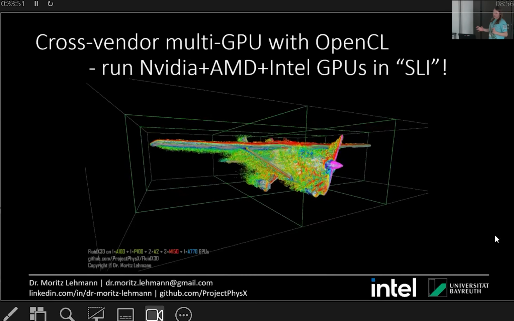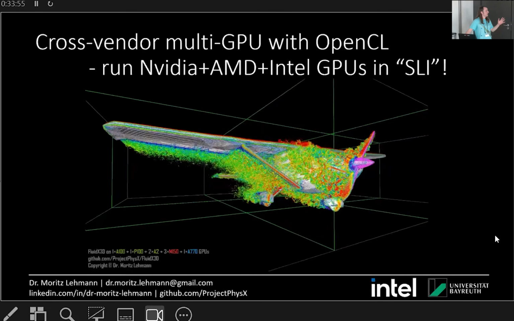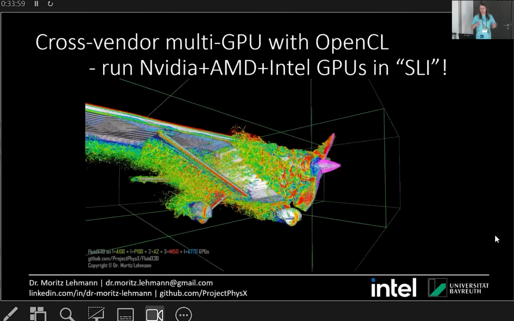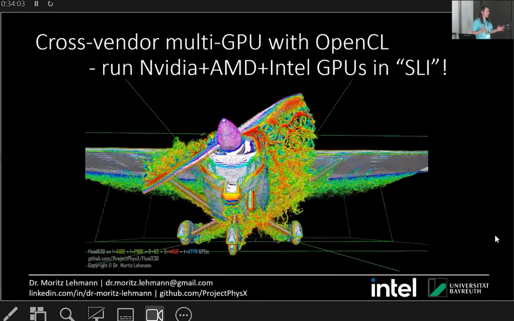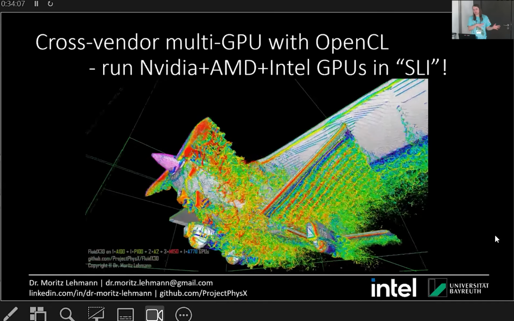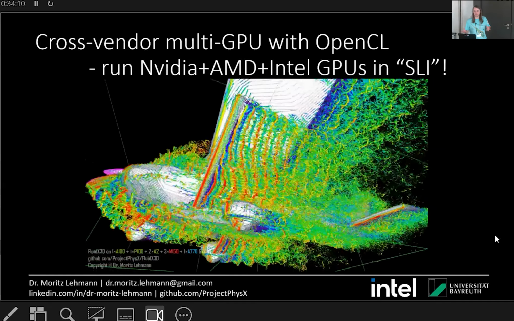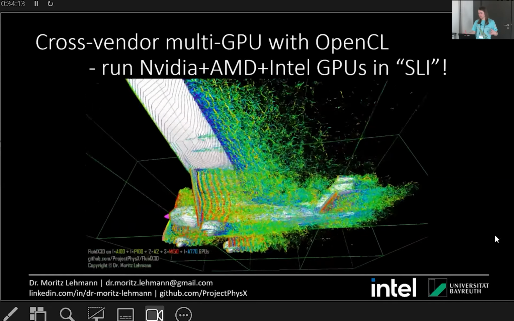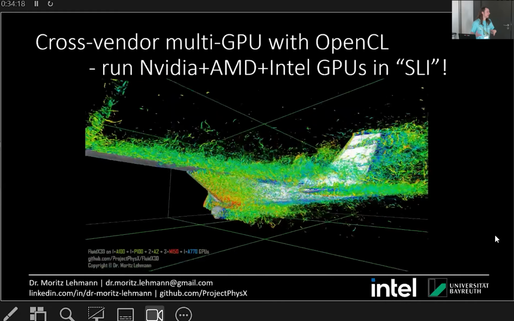The good thing about this cross-vendor multi-GPU, you might ask yourself, why would anyone have such a Frankenstein server? But not all people have an abundance of resources. Research groups might have some GPUs from an older generation and then some new GPUs added to that, maybe from a different vendor even. And cross-vendor multi-GPU allows people to use the hardware they already have, so they don't need to buy anything extra.